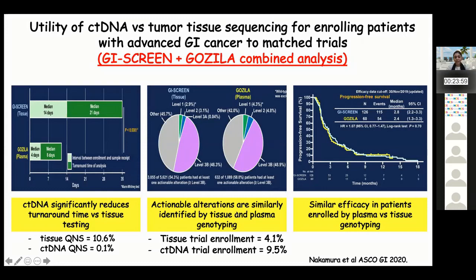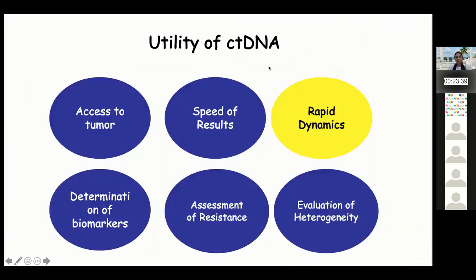When you're looking at those actionable alterations, very similar between tissue and plasma, but interestingly enough, a higher proportion of patients who had circulating tumor DNA actually had enrollment in clinical trials. And when you're looking at that progression-free survival based on those matching of targets, there didn't seem to be a difference between tissue as well as liquid biopsy.